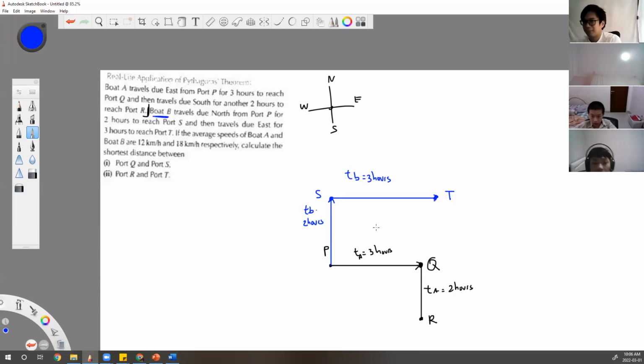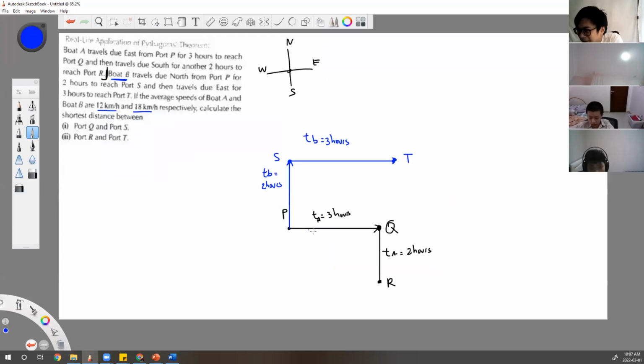Okay. Now, given that the average speeds of A and B are 12 and 18 respectively, so the speed of A is 12 km per hour and the speed of B is 18 km per hour. So the speed of B is faster, A is slower, right? So you need to calculate the distance on this PQ. The distance of PQ, distance equals speed times time. Distance of PQ for A is 3 times 12, sorry, speed times time, speed is 12. Speed first times time of A, this is for A. So you list all down.